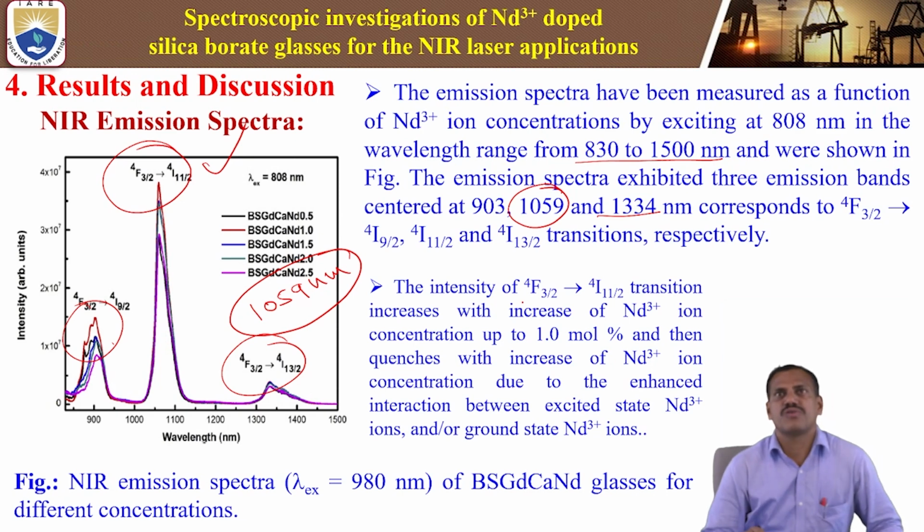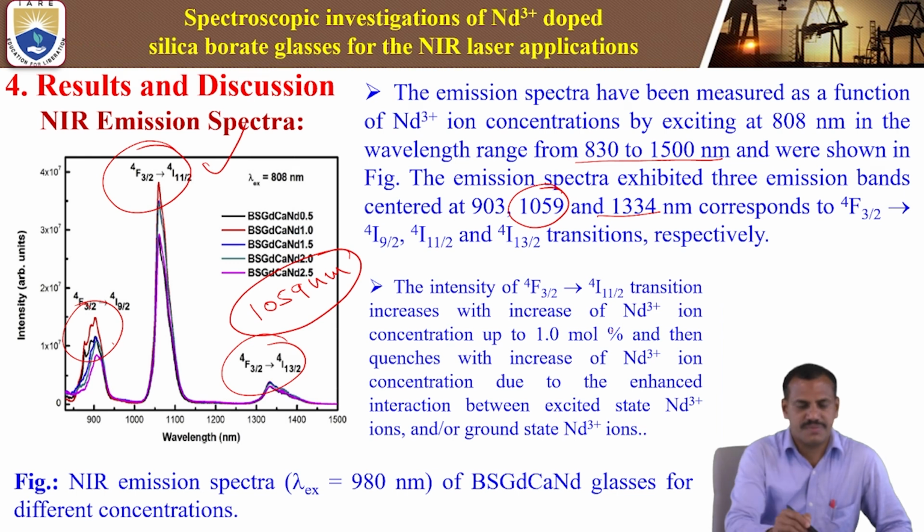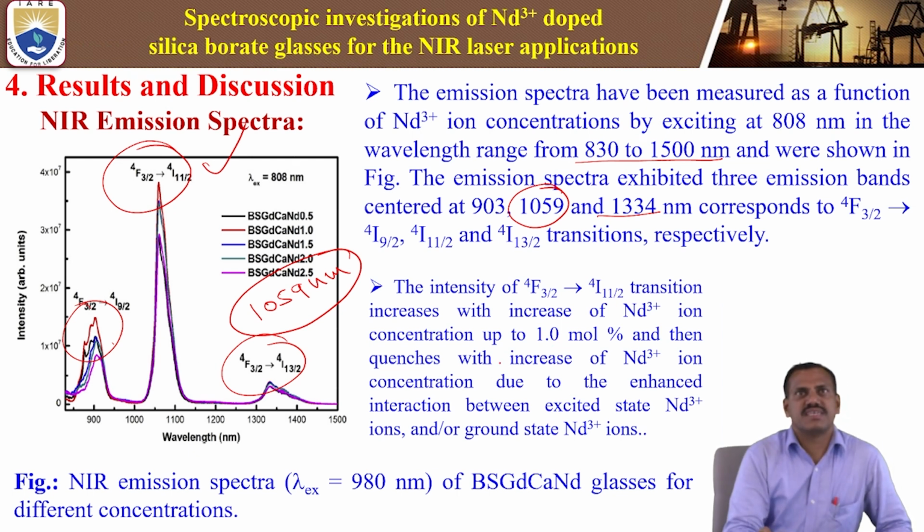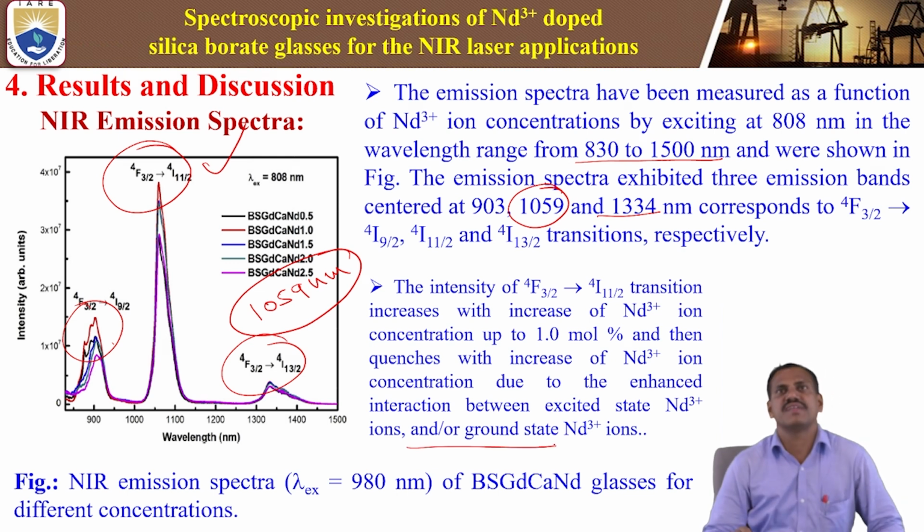The intensity of the 4F3/2 to 4I11/2 transition increases with increasing Nd3+ concentration. Looking at the different concentrations, up to 1 mole percent the luminescence, that means the NIR emission intensity, increases. After that, the NIR emission decreases. This is due to the enhancement of interaction between the excited state of Nd3+ ions and the ground state of Nd3+.